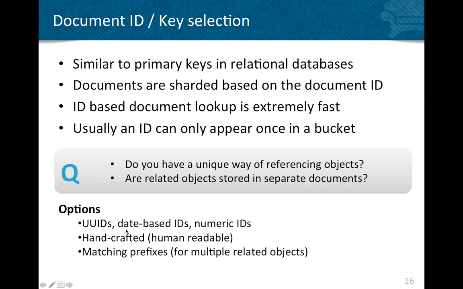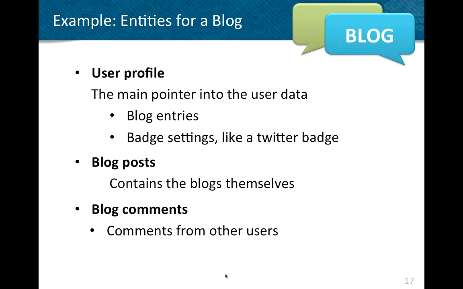So similar to an RDBMS, you might use a UUID, which is just a sequence perhaps, or date-based IDs, numeric IDs, and so on. In some cases, you might want to use handcrafted IDs, particularly if you have related objects. You might want to actually use matching prefixes for some of those objects, so that those objects can be easily looked up using those prefixes.